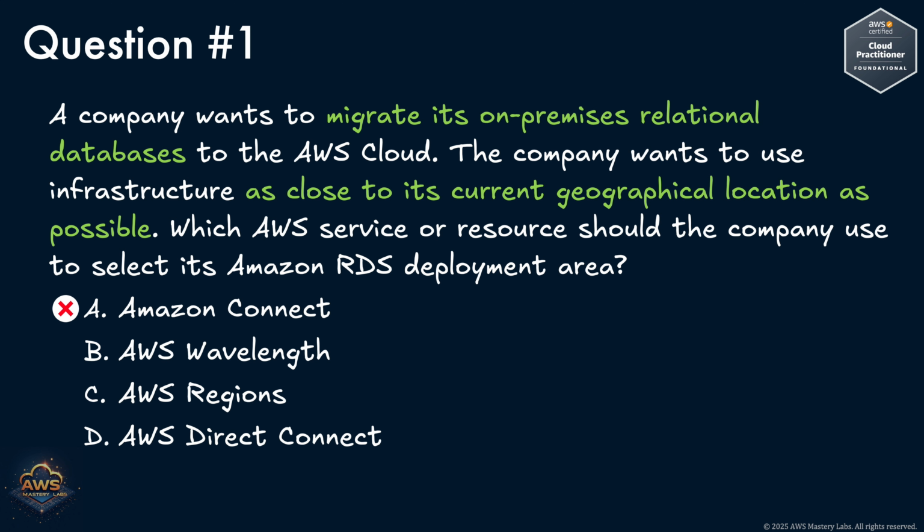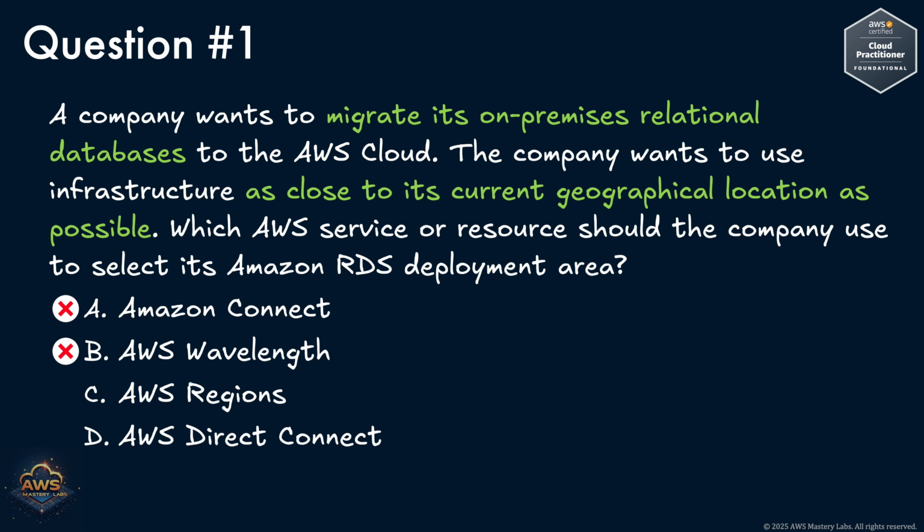Option A, Amazon Connect. Now, Amazon Connect is a powerful AWS service, but for a completely different use case. It's a cloud-based contact center platform that lets companies manage customer support and service operations via phone, chat, and other channels. There is no relevance to database hosting, migration, or choosing a geographical region. It doesn't help you deploy Amazon RDS or influence its location.